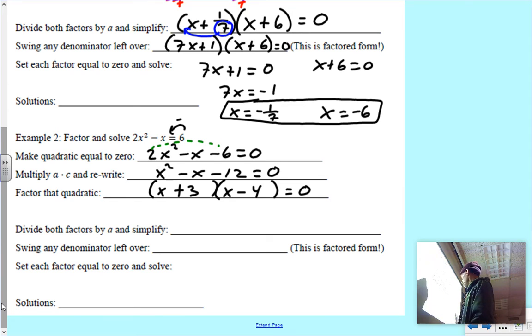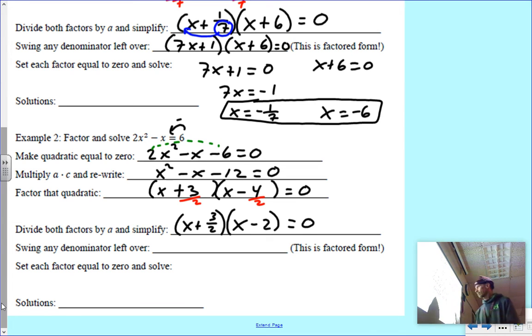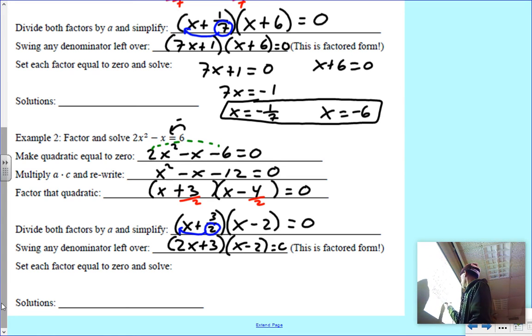Now we got to undo my cheating. So I multiplied it by 2, so I need to divide by 2 on both factors. Simplify if you can. First one can't be simplified, so we're just going to leave that as x plus 3 over 2. Second one, 4 over 2 is 2, so this is x minus 2. And then we have a denominator that's left over. So we take that 2, bring it in front of the x. So in factored form, 2x plus 3, remember that top number just stays there. And then x minus 2, and that's your factored form.